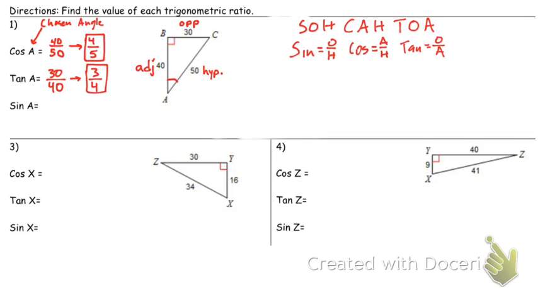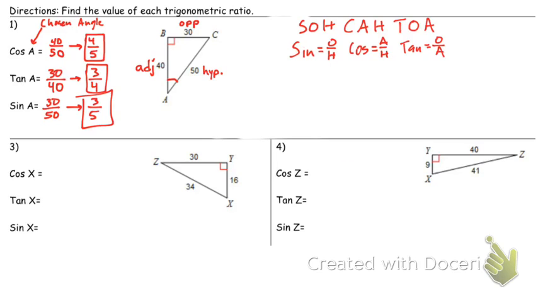And then we go to sine of A. Sine of A is opposite over hypotenuse. So opposite again over hypotenuse. So 30 over 50. And that can be reduced. That's going to give me 3 over 5. Okay, to summarize, make sure you find your chosen angle, which will be given to you. Based on your chosen angle, label hypotenuse, opposite, then adjacent, and then plug in the numbers into your formula.